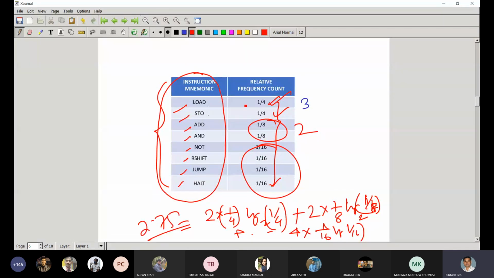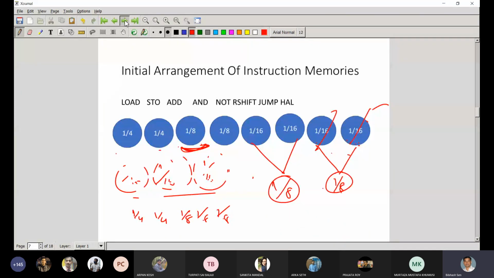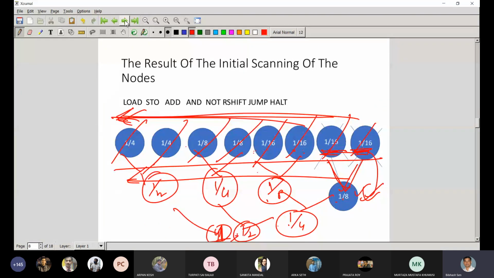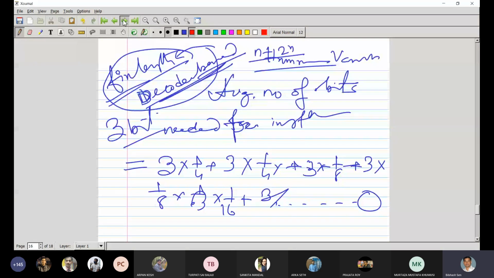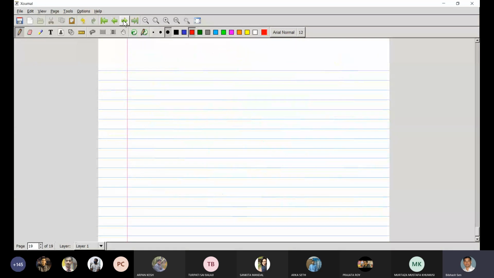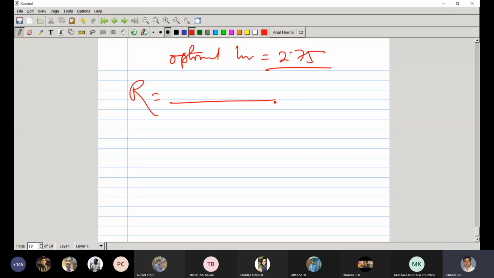They don't know whether you are applying fixed length format or Huffman or not. Whatever, maybe you have created a new method also, we don't know, but they are suggesting that this optimal length should be 2.75. Clear? Now redundancy, if I use our fixed length, 3 is the actual, 2.75 the optimal, so you will get this value. Am I correct or wrong?